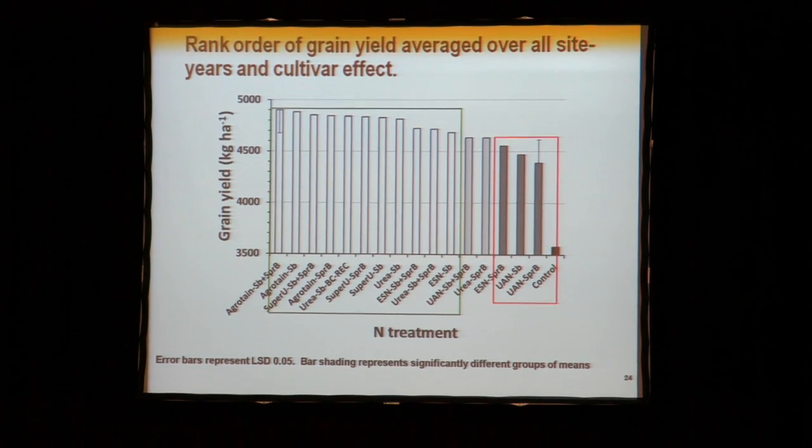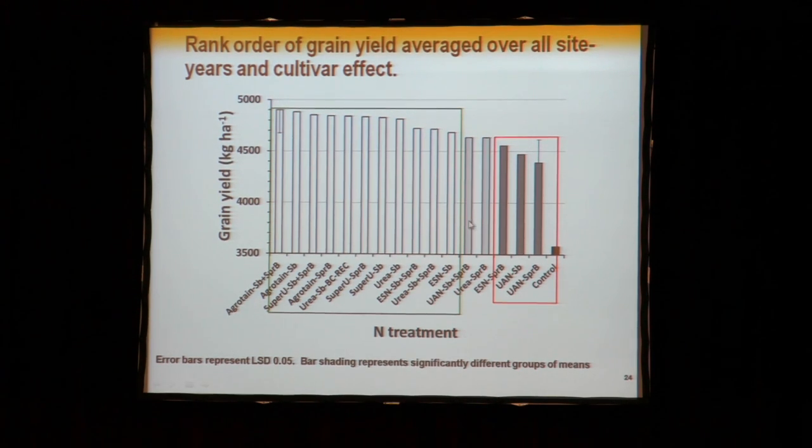So what didn't work that great was our liquid. We actually used a liquid form at 2 sites, and that was without any stabilizer. And so we were clearly, looking at the yield data here, losing that either upwards or downwards.